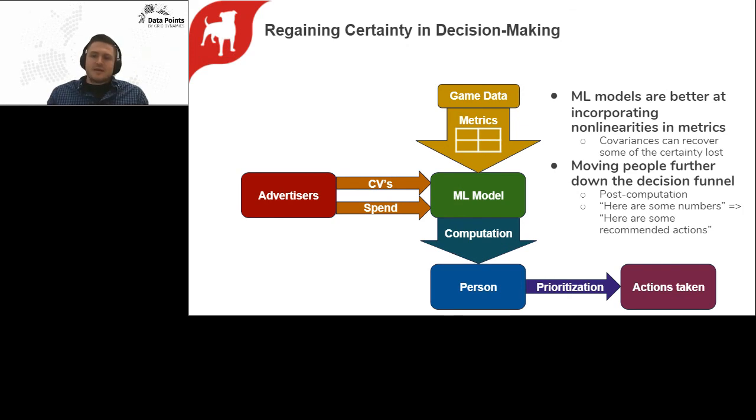We're now saying, based on these numbers, a machine learning model has produced some recommended actions. Here are those recommended actions. The person can then ingest those, compare them to the business needs, prioritize, and then take those prescribed actions from there.